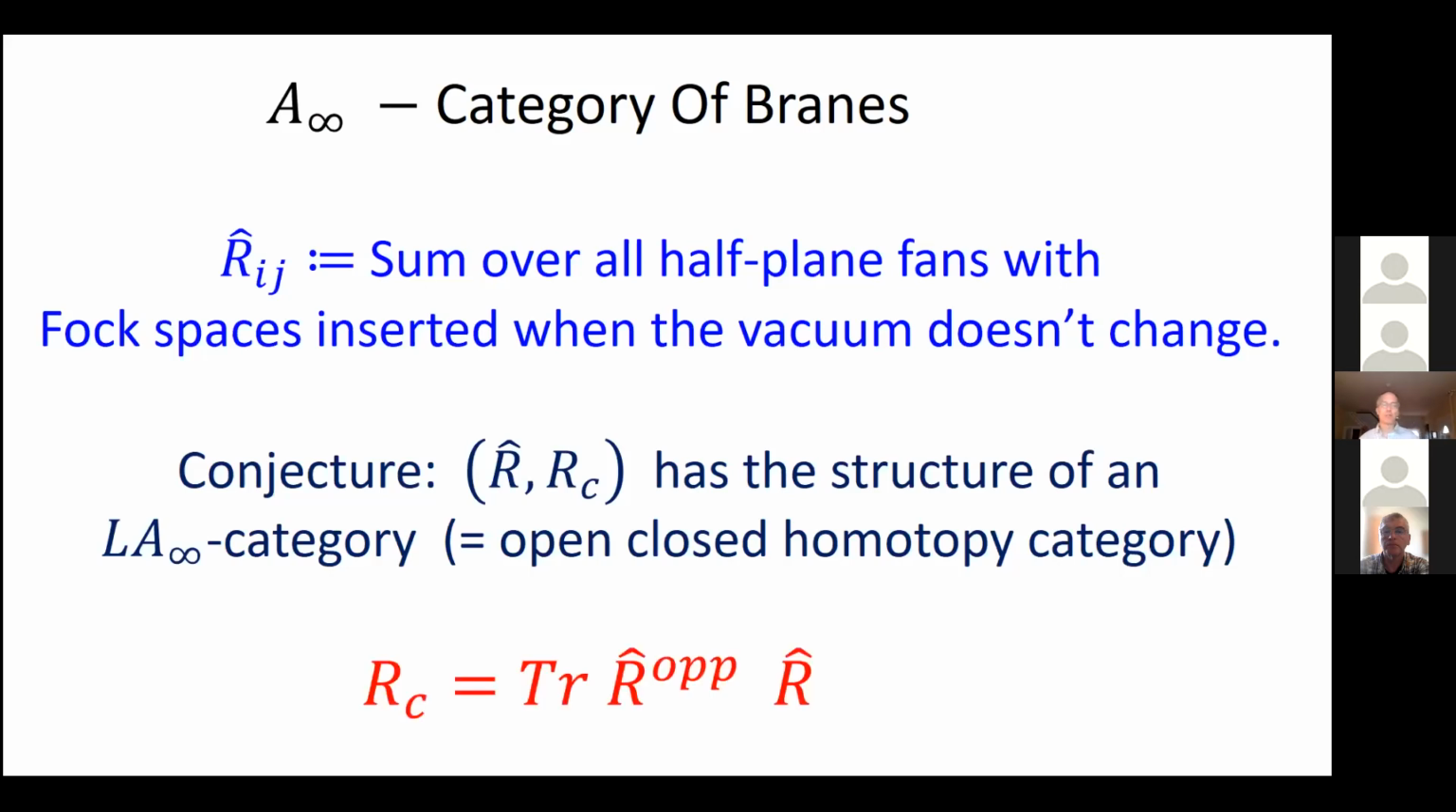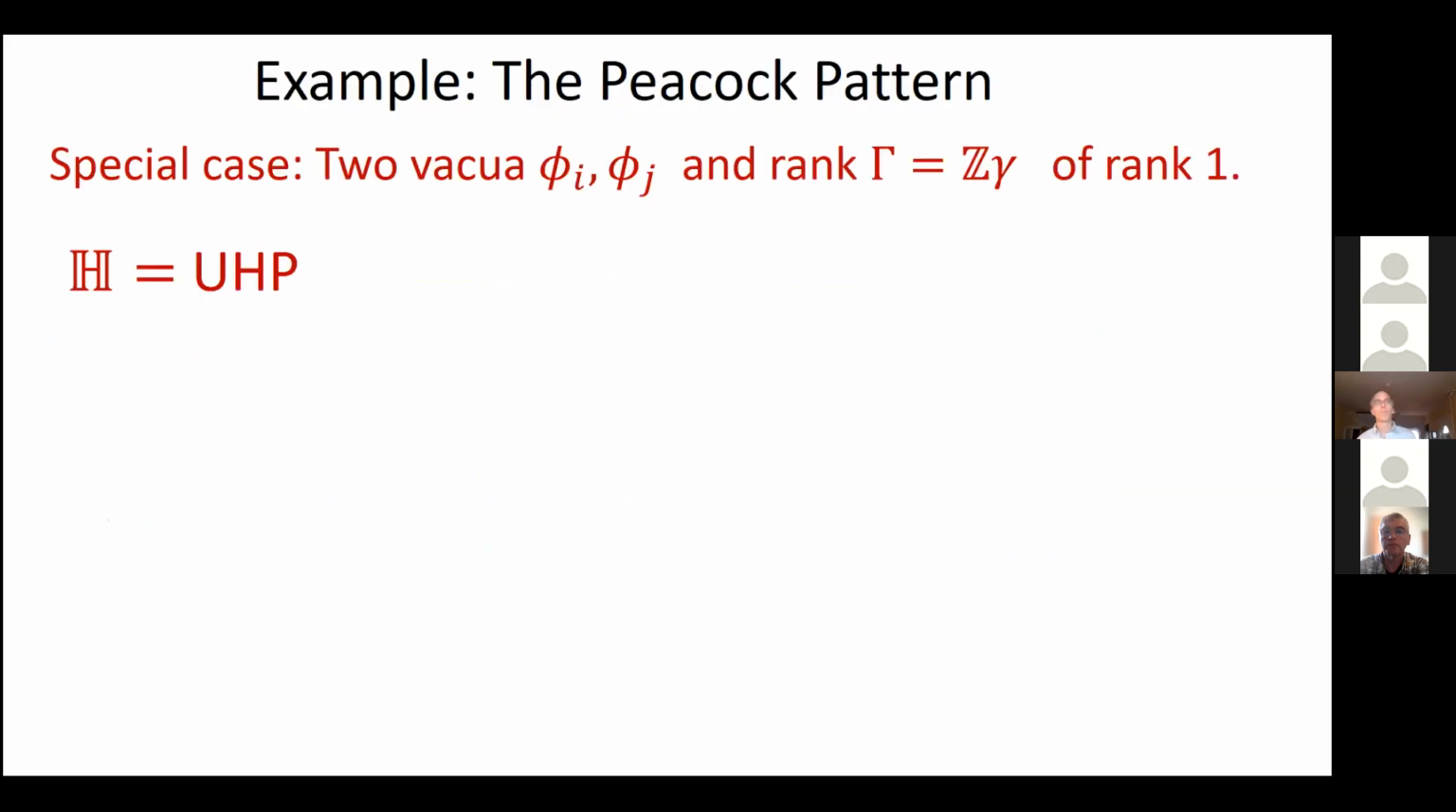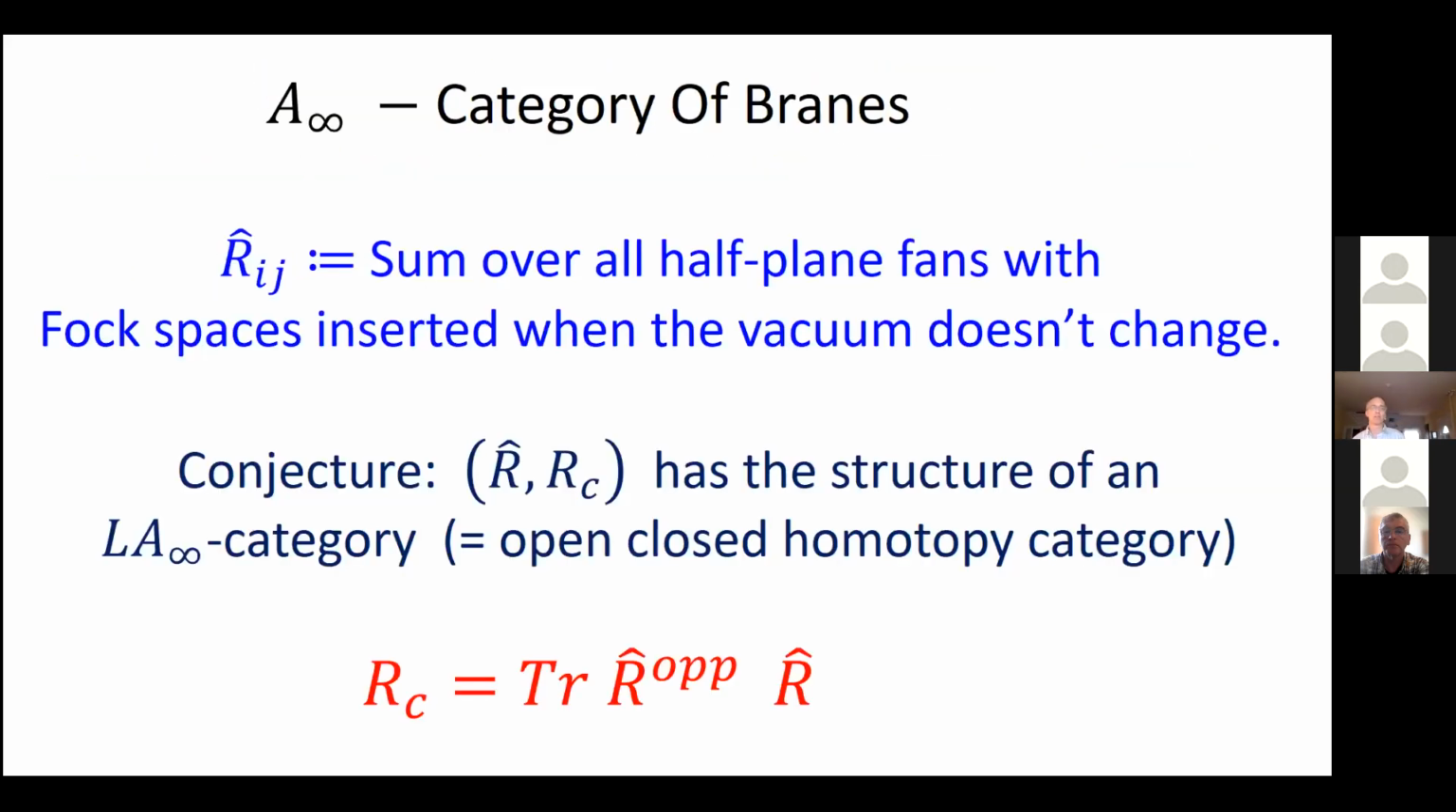And it's nice to observe that you can recover RC by taking a kind of trace on this matrix of complexes R-hat times R-hat opposite. That's the categorified monodromy. You take the trace of the categorified monodromy, and you get the closed space RC. So let me give you an example of this formalism in action.